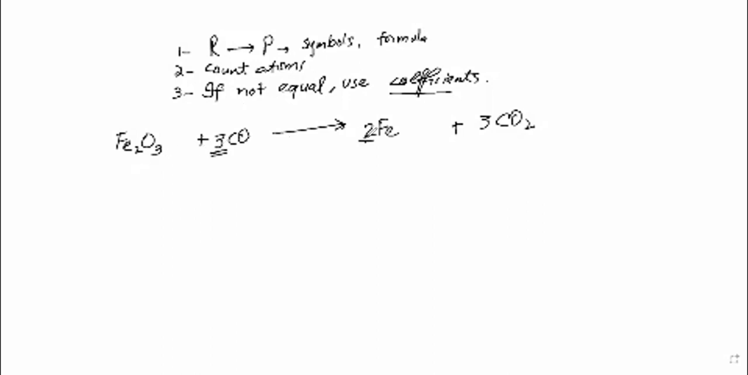We don't have to change the formulas. We can't make CO2, carbon dioxide, into CO3. It won't be carbon dioxide, it will be ridiculous. We can't make Fe2 because iron does not exist in the molecular form. It exists in the atomic form. So that's why we need to know how to write the balanced chemical equation. So these are the 3 steps.